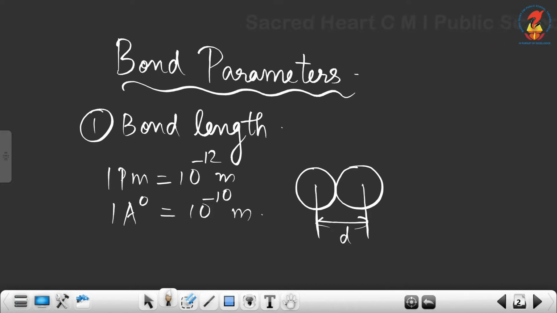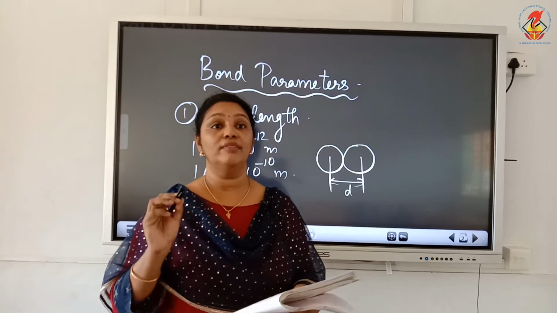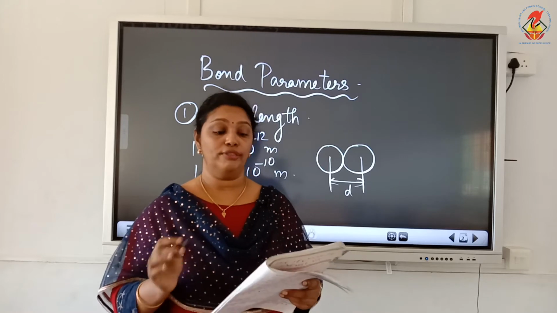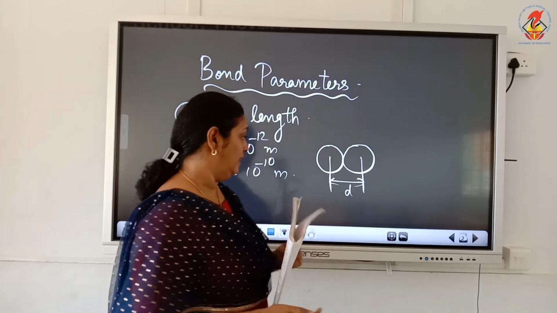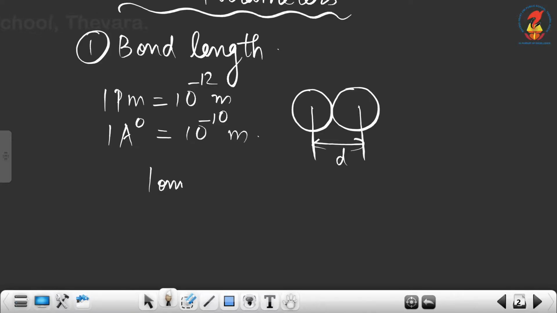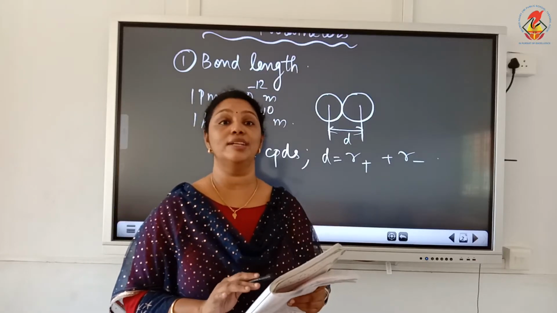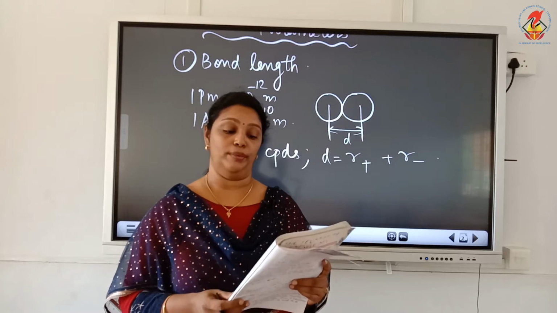Now, an ionic compound has a cation and an anion. The bond length will be the sum of their ionic radii. That means for ionic compounds, the bond length D will be the sum of their ionic radii. What do you mean by ionic radii? Ionic radius is the distance from the center of the cation or anion to the point of contact in an ionic compound.